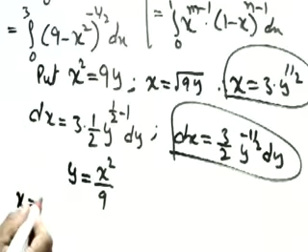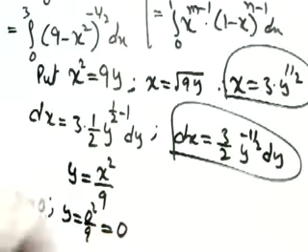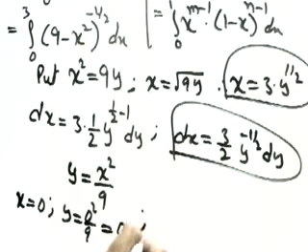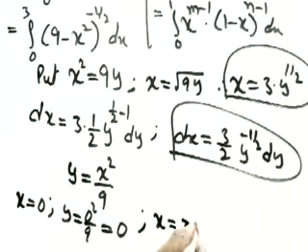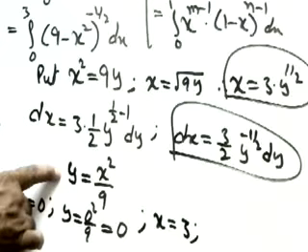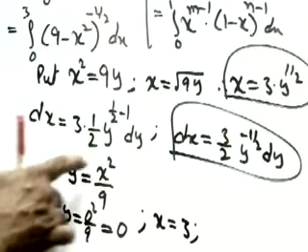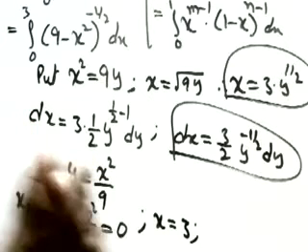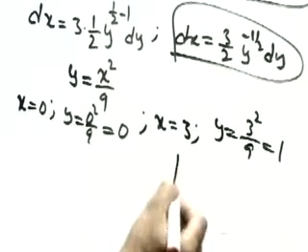What is the lower limit? 0. So suppose x equals 0, y equals 0 square by 9, that is 0 only. Now if you put x equals to the upper limit, 3, we'll get the value of y, that is the upper limit. When we put x equals 0, y will be the lower limit. If we put x equals 3, then y equals 3 square by 9, that is 1. So you see here limits are changed.